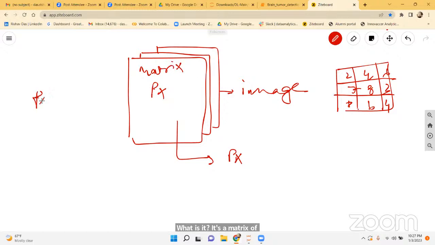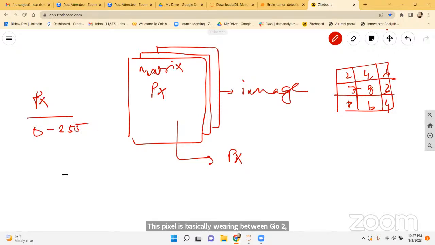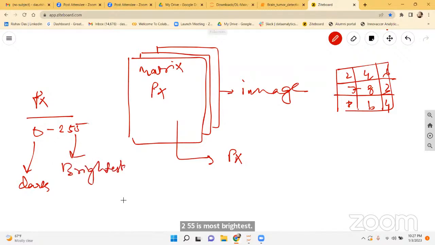These pixel values vary between 0 and 255. 0 is the darkest pixel, meaning all the black or dark color is defined by 0. 255 is the brightest pixel, meaning the one which is very bright and very colorful. So 0 is the darkest and 255 is the brightest pixel.